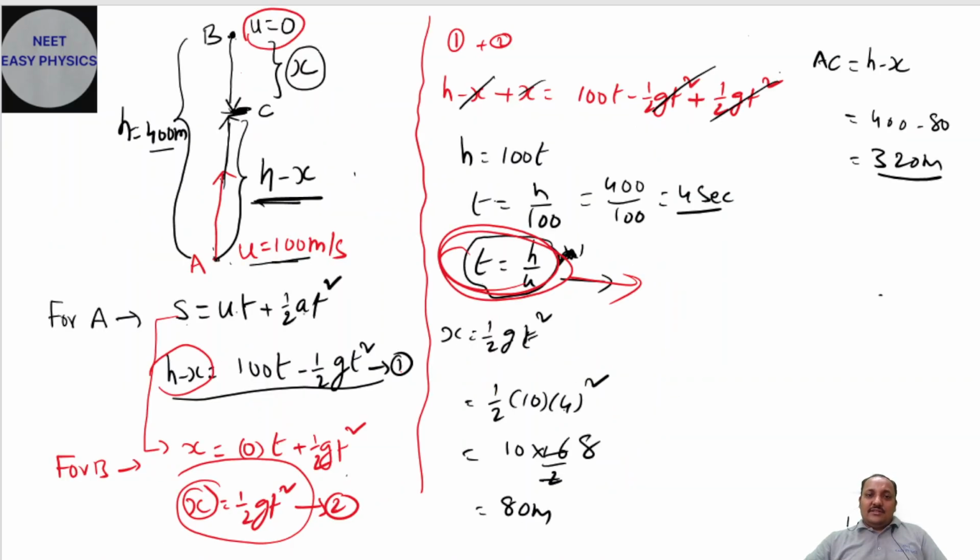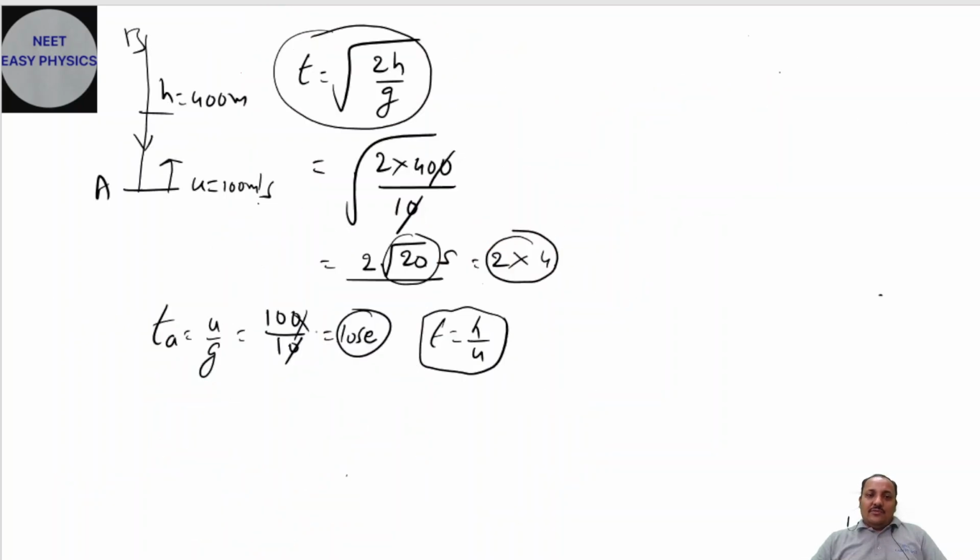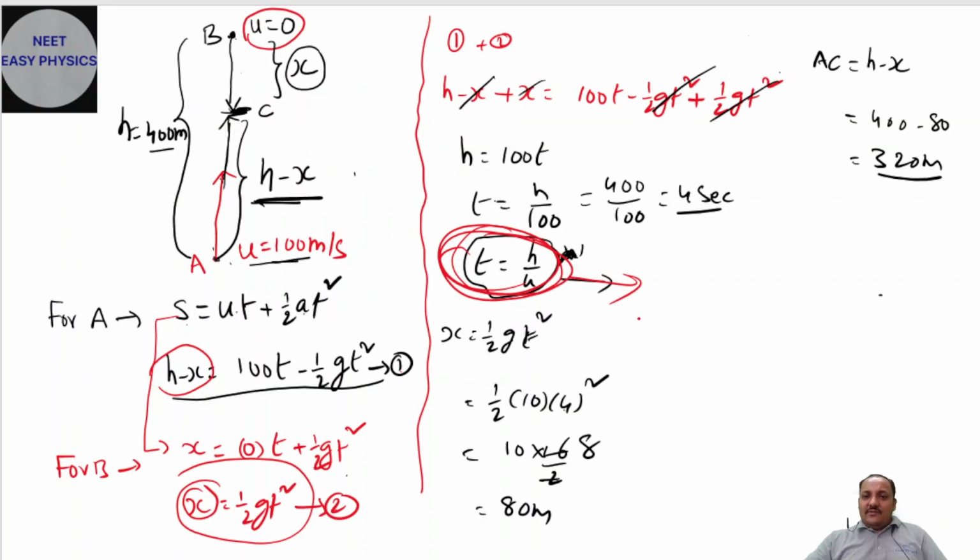So many students, so many people will make mistakes by using this shortcut. Before applying the shortcut, you have to do this. So this is one model, in case of a vertically projected body and a freely falling body, where the two objects will meet together. An important model, and a confusing model also.